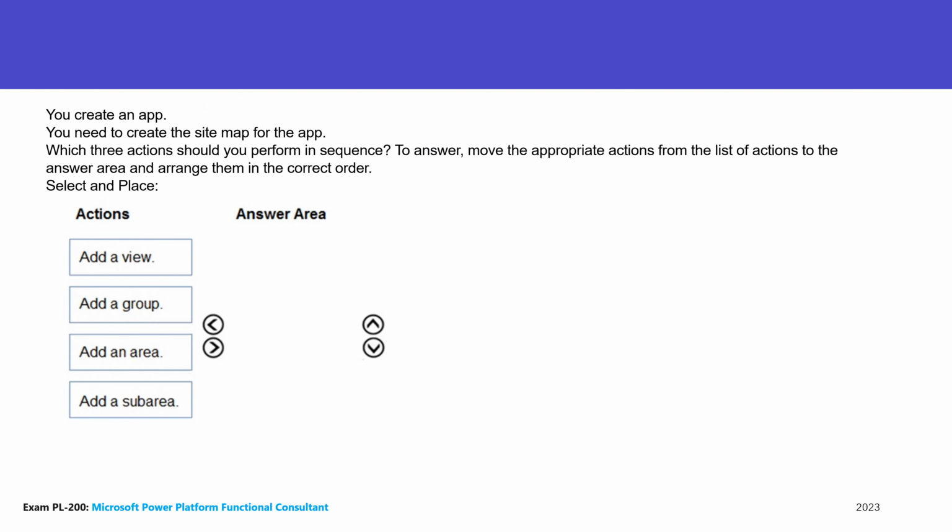You create an app. You need to create the sitemap for the app. Which 3 actions should you perform in sequence? To answer, move the appropriate actions from the list of actions to the answer area and arrange them in the correct order. Select and place actions. Step 1. Add an area. Step 2. Add a group. Step 3. Add a sub-area.